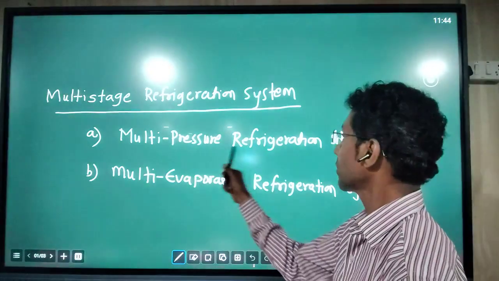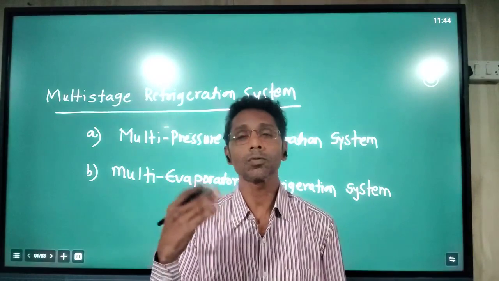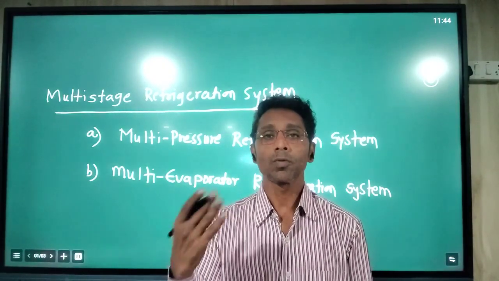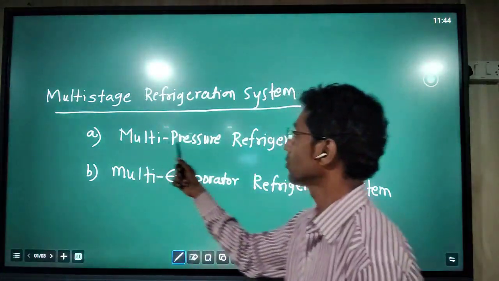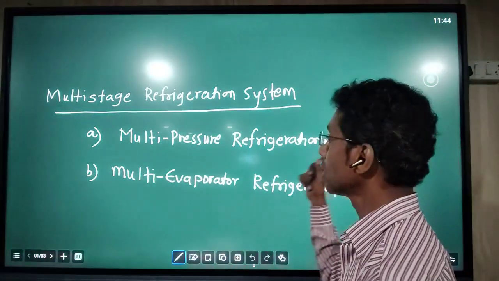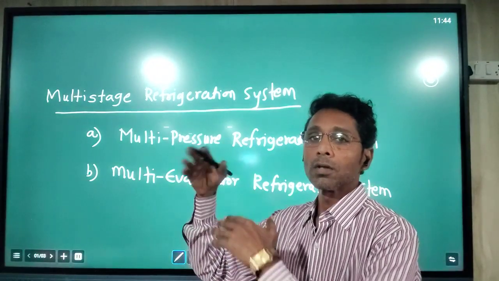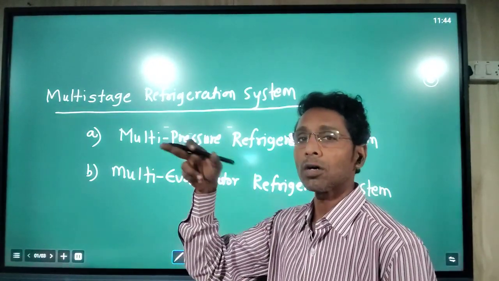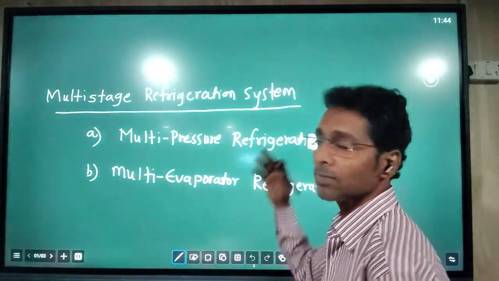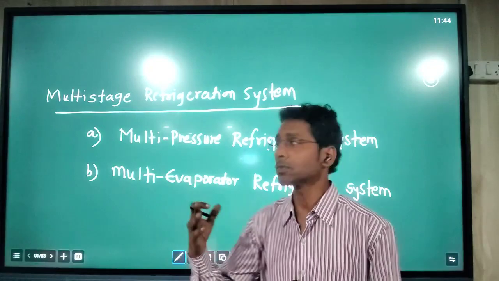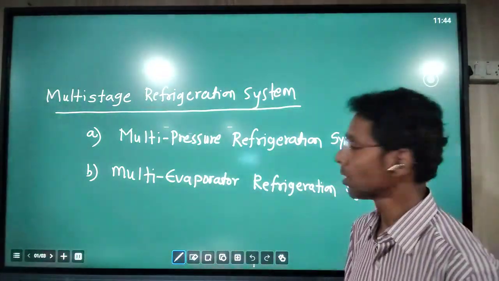system. Multi-pressure refrigeration system is used where we have a requirement of very low temperature. So in that case, we go for the multi-pressure refrigeration system. In this case, a number of compressors are used. Separate envelopes of single stage cycle we can use. There is one concept, the cascade refrigeration system, that also comes under the category of multi-pressure refrigeration system.